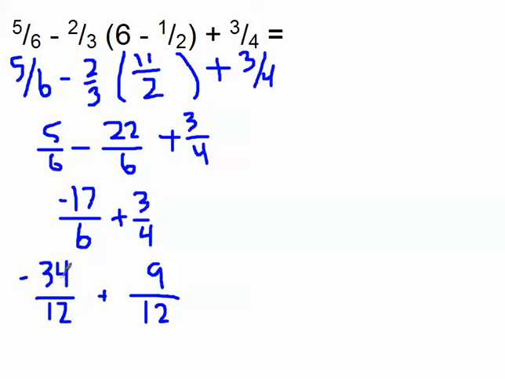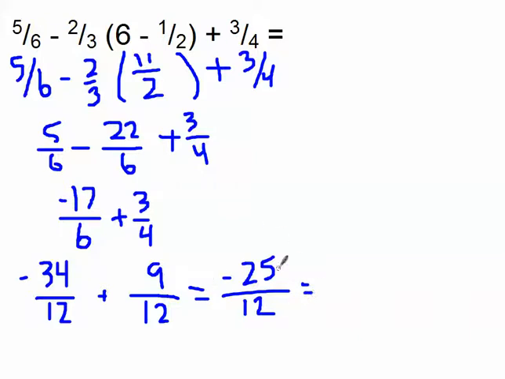Now I've got negative 34 twelfths plus 9 twelfths. Thinking in terms of armies, the negative army is larger than the positive army. Therefore, my negative army is going to win. By how much? I take 34 minus 9 and I get 25 over, and I keep my denominators the same.